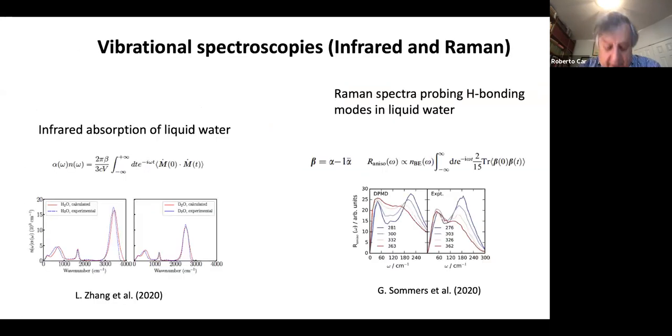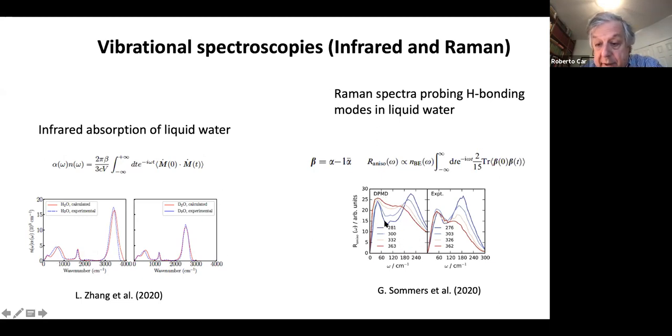Now, let me move on. I mentioned vibrational spectroscopies, infrared and Raman. Here, using the cell dipole or using the polarization, one can compute a time correlation function, and from this time correlation function, one can obtain this quantity that is actually related to the imaginary part of the dielectric function that gives the absorption, and you see the comparison between theory and experiment.